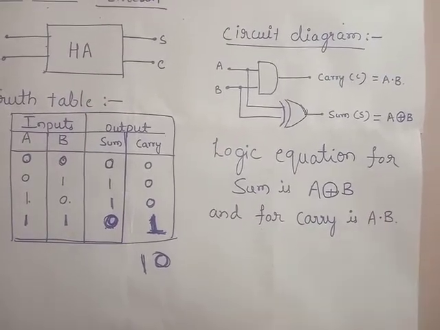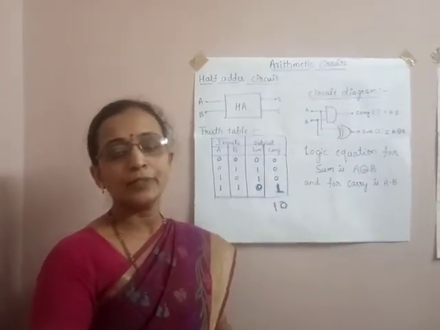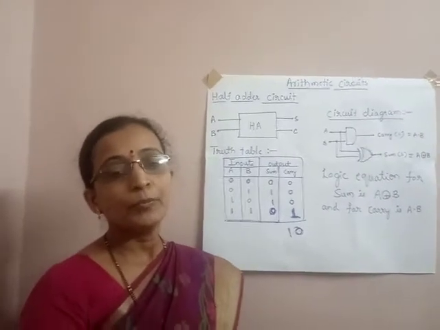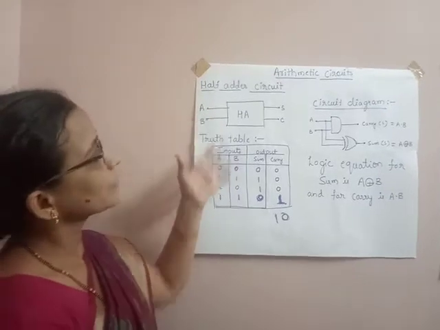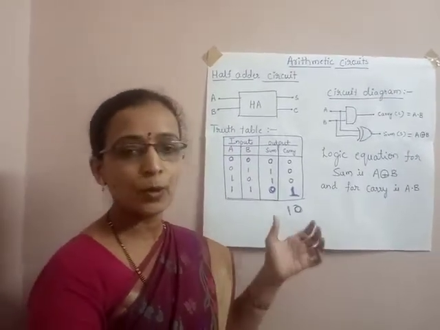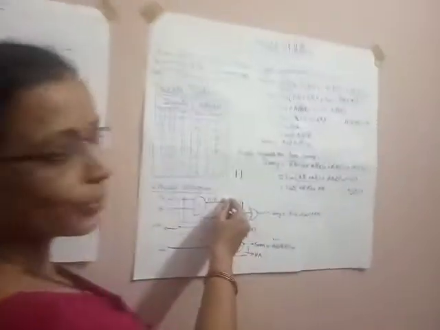This dot indicates ANDing. But the drawback of this half adder circuit is that it can add two binary bits only. It will not add any third bit. If the previous addition generates a carry, that carry is not added in this half adder circuit. That is the drawback of the half adder circuit. That's why the full adder circuit comes into existence.